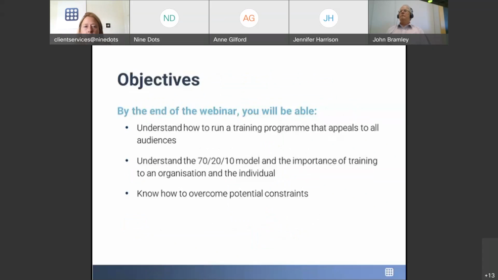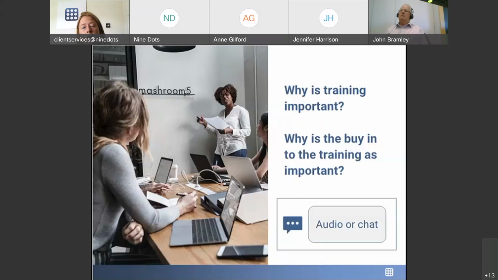And then the objectives for today's webinar. We're going to look at how we can run a training session that appeals to everybody. Everyone is different, and everyone takes information on board in a different way, so how can we appeal to all audiences? We'll also cover understanding the 70-20-10 model and the importance of training to the organisation, the individual having the training, the team, and the manager, and how it affects us. Then we'll think about how we can overcome the potential constraints and barriers that get in the way of that training being successful. Okay, so let's start then.